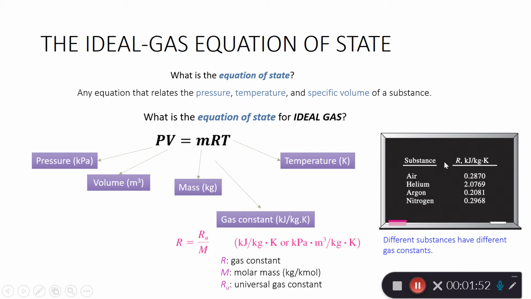This information can be found in table A1 and A2. You can pause this video to check out table A1 and A2. You'll see these values in the gas constant column. There are a lot of other substances as well.